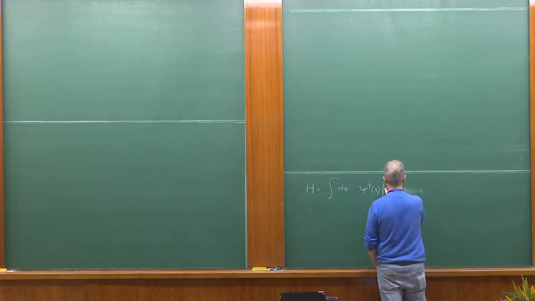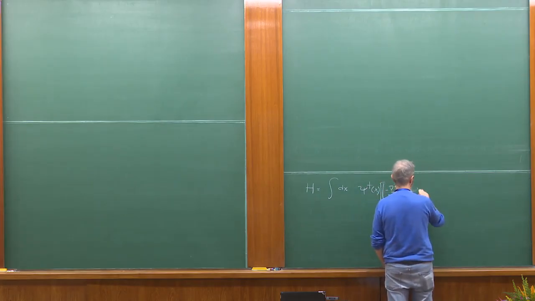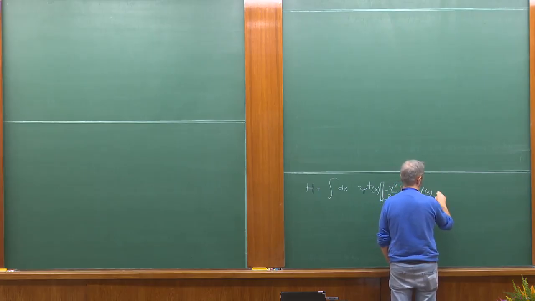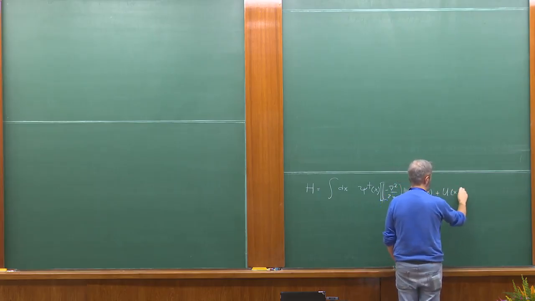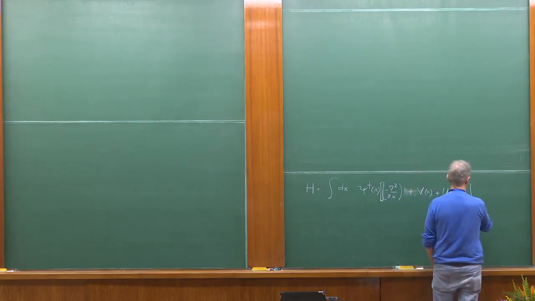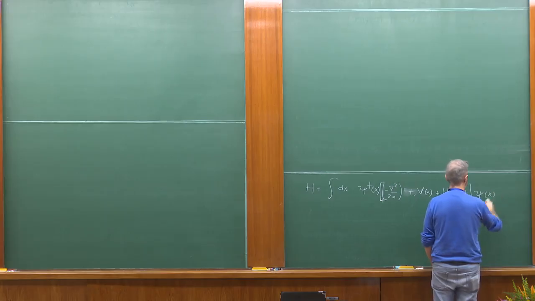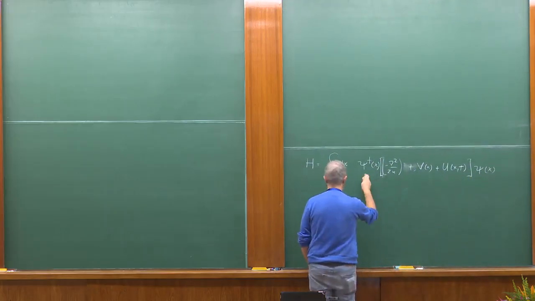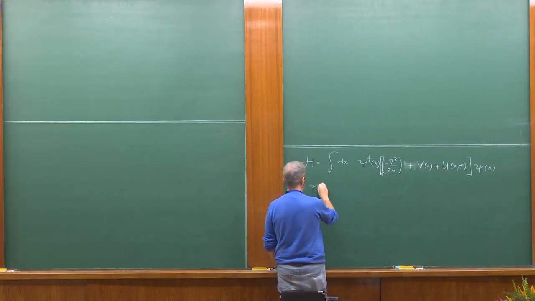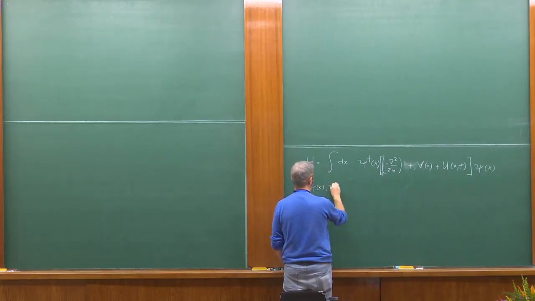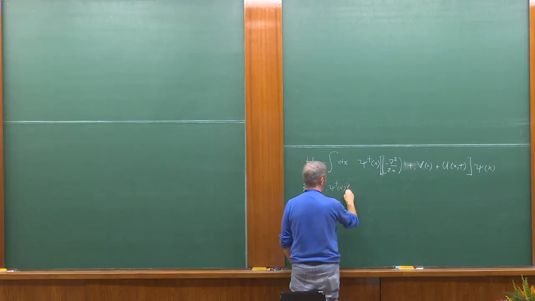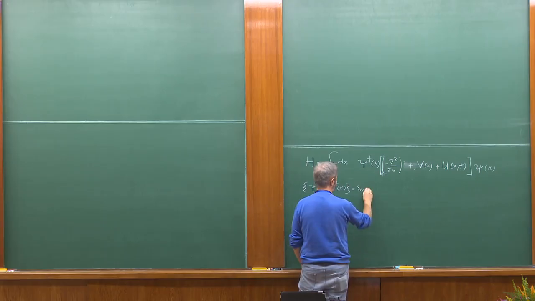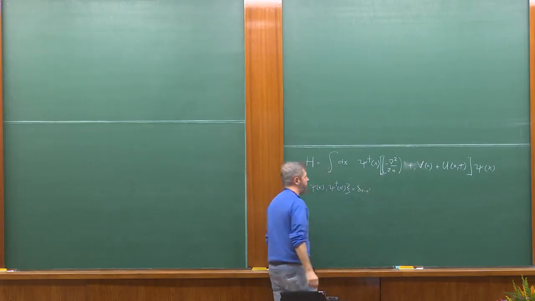So my quantum model is this. I can write it in this way. Plus B of x plus U of x and t, psi of x. So these are fermionic operators, so they satisfy standard anti-commutation relations.